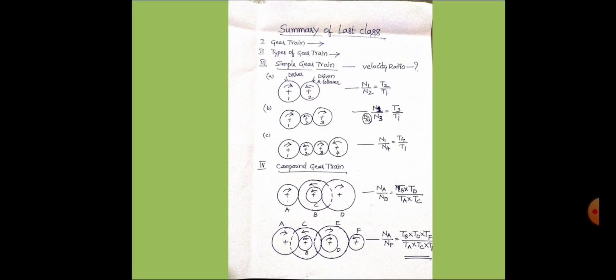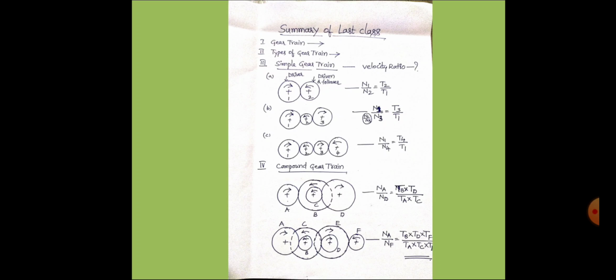Similarly, if I take the next figure of the compound gear train, here gear A is a first driver and gear F is the last driven. First driver is A, last driven is F. Now in between first driver to last driven, there are two compound gears. B and C are mounted on the same shaft, they are rotating in the same direction with the same speed. Similarly, D and E are mounted on the same shaft, rotating in the same direction with the same speed. Therefore, BC is one compound gear, DE is one more compound gear.